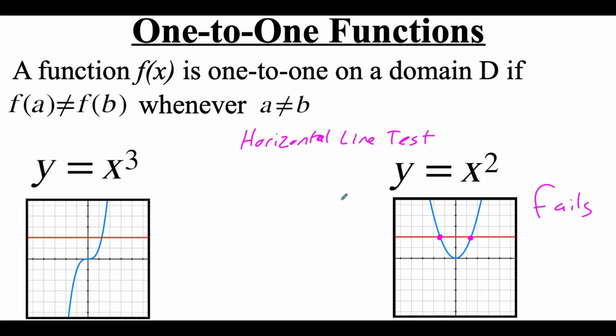But if we look at the graph for y equals x cubed and we draw in a horizontal line, nowhere on that graph will your horizontal line ever cross more than one point. So this one passes the horizontal line test, meaning that it is one-to-one.